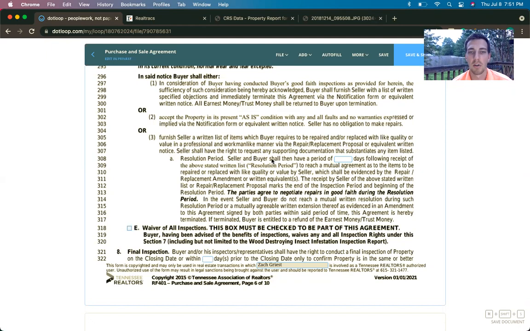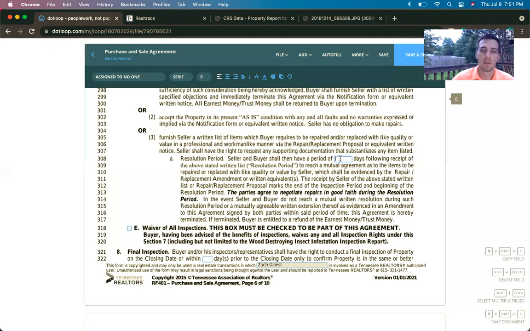Resolution period. Seller and buyer shall have a period of... Now, again, this is determined based on what you're asking to be repaired. If you're asking for, let's say, just a light switch, you could maybe put a couple days in here for the seller to fix it. Or you can put longer days if it's going to be big items, where they need to get quotes for everything before they agree to fix stuff. So just think about that for your timing, how many days you want to settle on what repairs are going to be done by the seller.